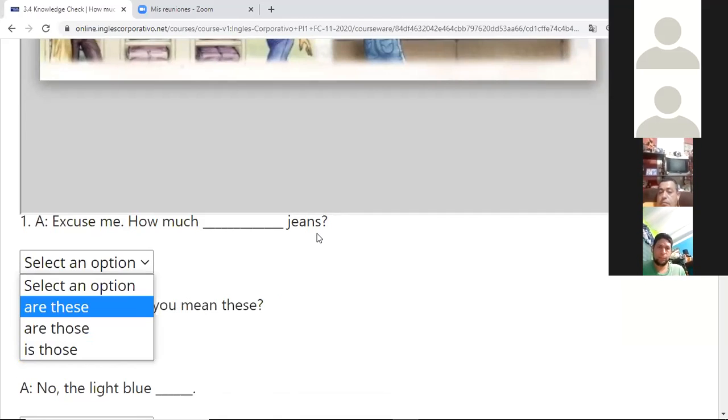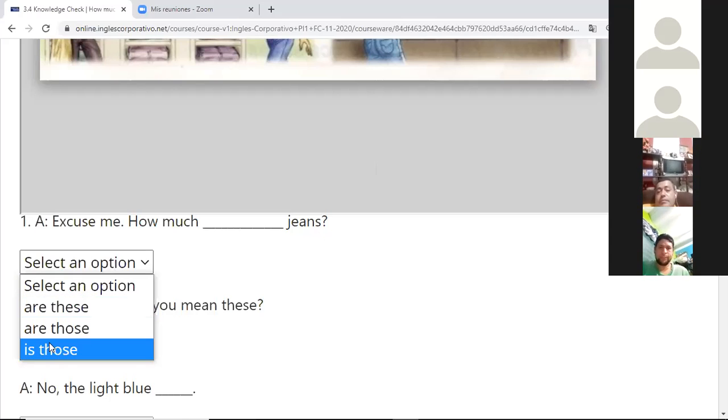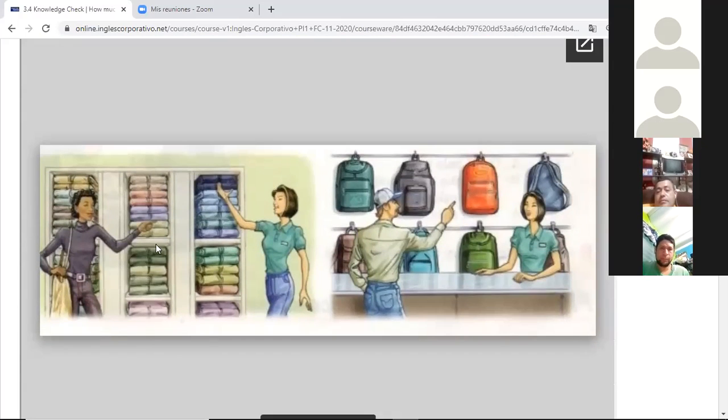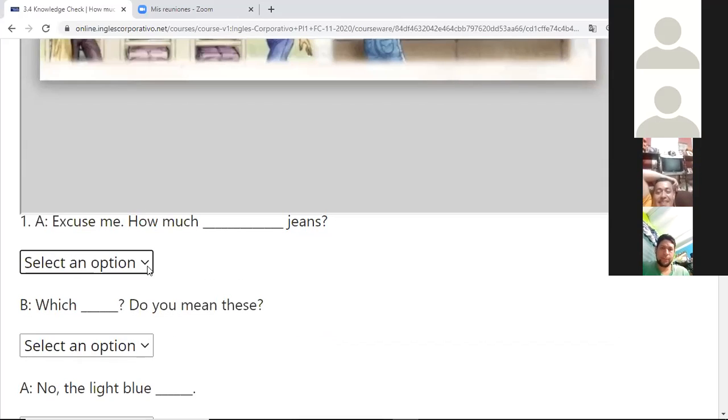To begin, let me tell you that jeans is plural. For plural, we use is or are. Jose Guadron? For are, teacher. Are, okay, good. Ya tenemos la mitad de la respuesta, right? Good. Now, the jeans. ¿Los jeans están cerca o están lejos? No me conteste. It's a rhetorical question, right? Okay, so according to this, you're going to answer, right?